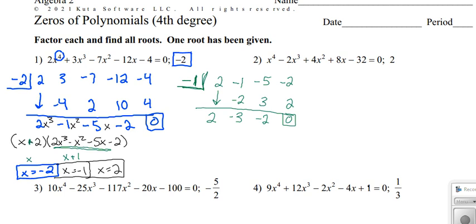Ooh, that's supposed to be plus 2. Sorry if anybody was having a panic attack about that. We did have a minus 2 as well over here. It just wasn't that one. Okay, and so that leaves us with 2x squared minus 3x minus 2.